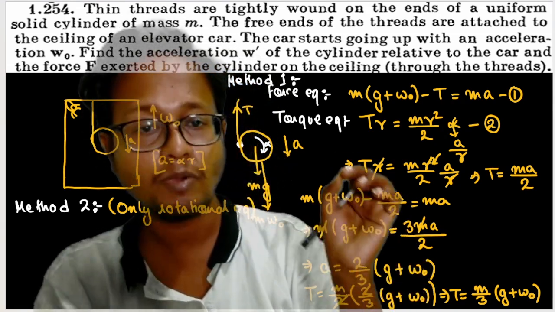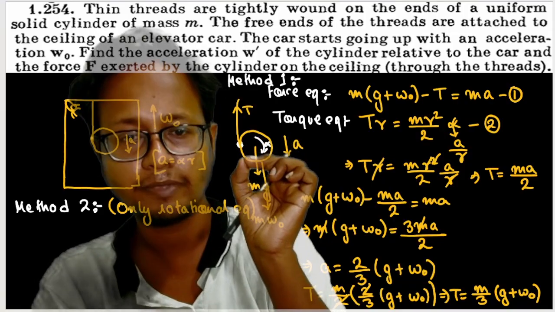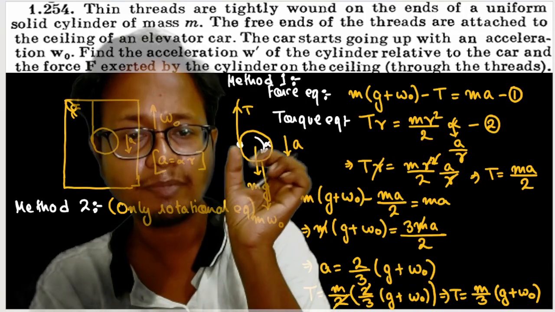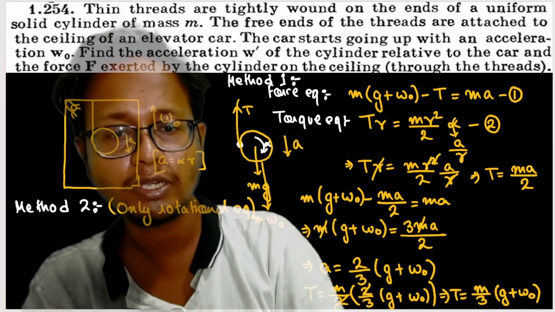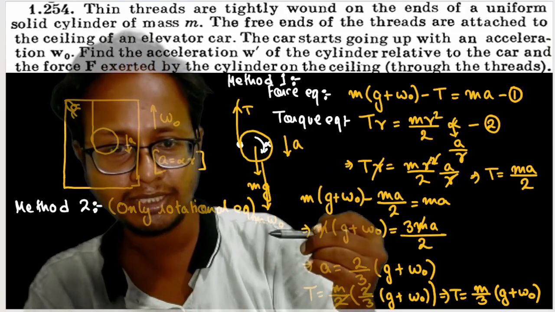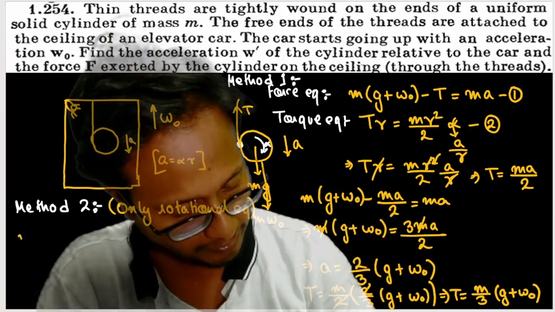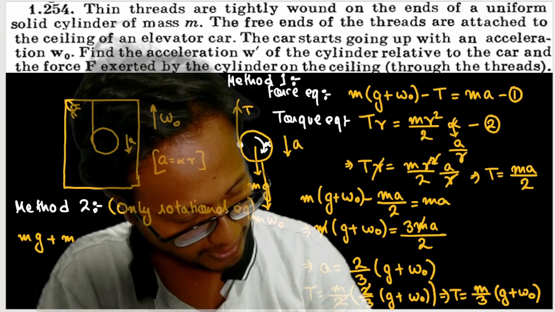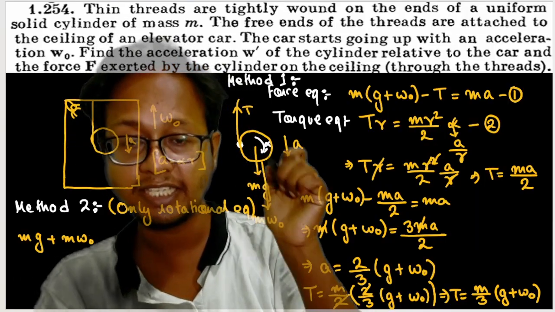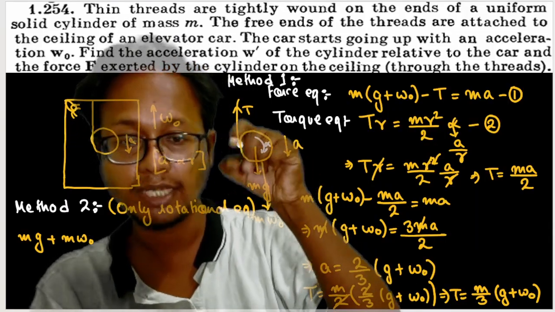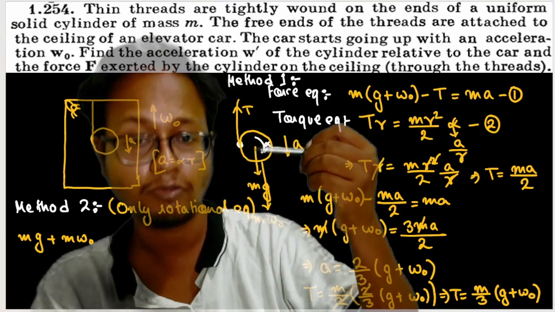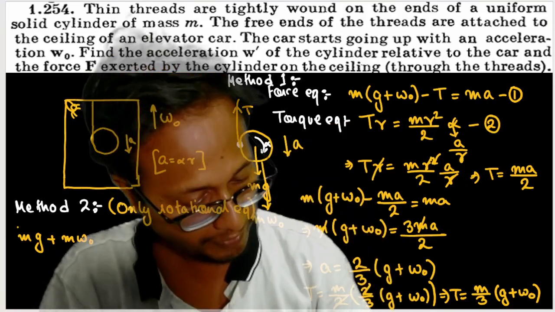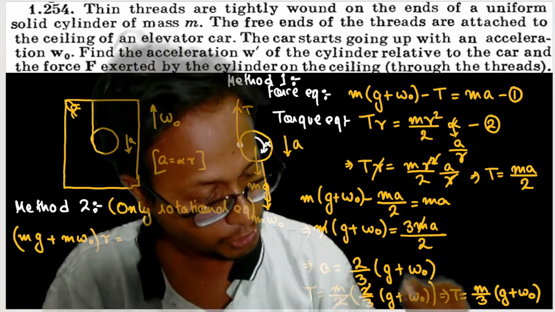What is the moment of inertia about this point? mR square by 2 plus mR square, 3 by 2 mR square. If my axis is passing through this point, what is the torque? Torque is due to nothing but mg plus m omega naught. Now my instantaneous axis of rotation is passing through this point on the cylinder. That means torque is caused due to these two forces, into R is equal to I alpha.